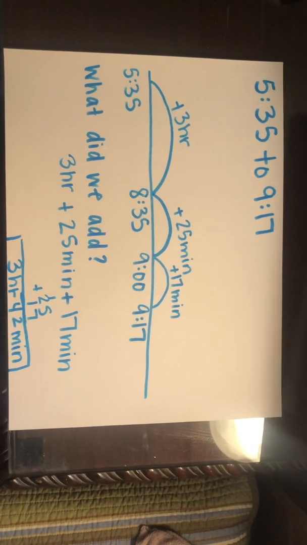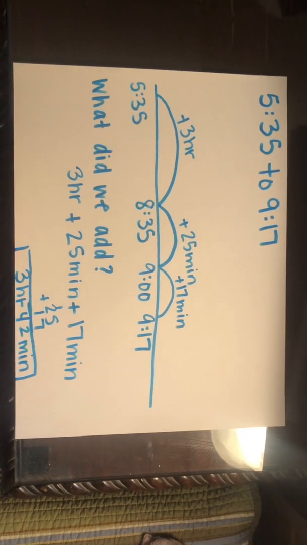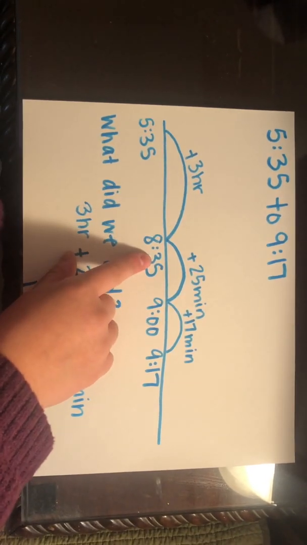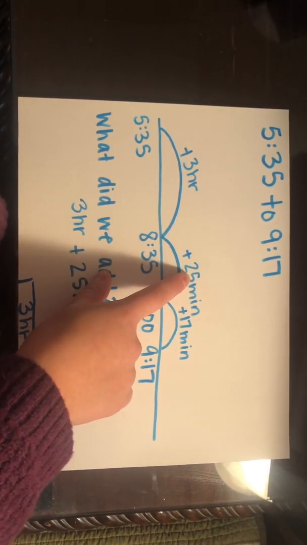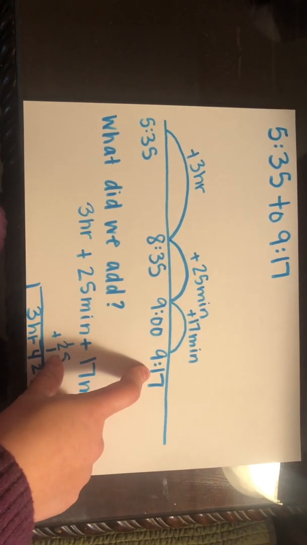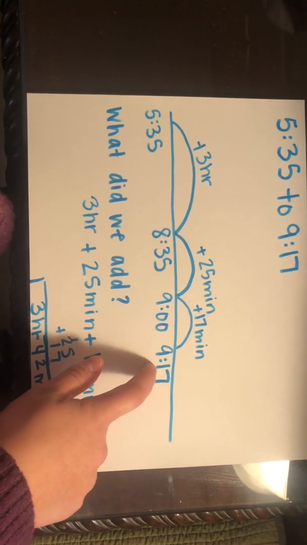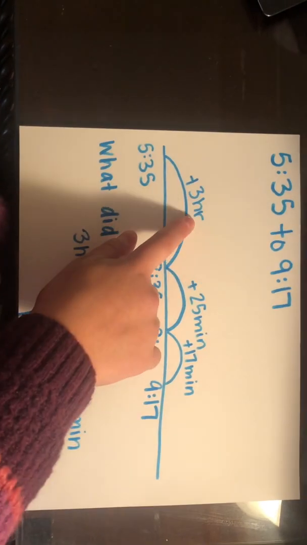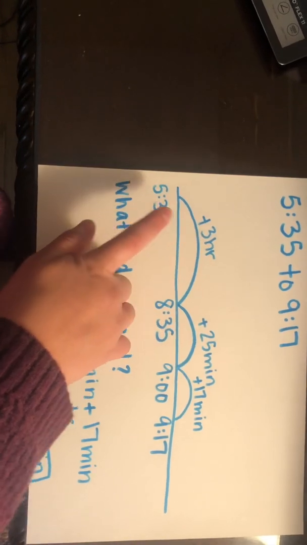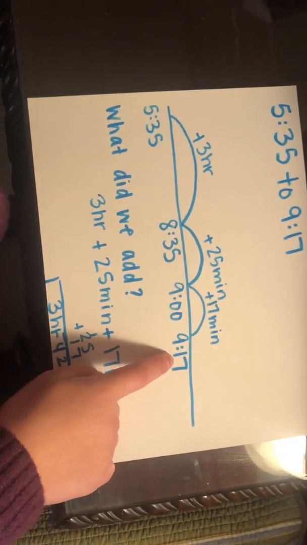Alright, here is our first example of counting up. In this situation, the student added 3 hours to get to 8:35, 25 minutes to get to 9 o'clock, and 17 minutes to get to 9:17. And when we count up, it's important to remember that we have to find the sum of all the chunks that we added to find the total distance between our beginning time and our end time.